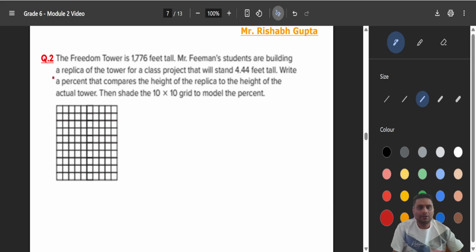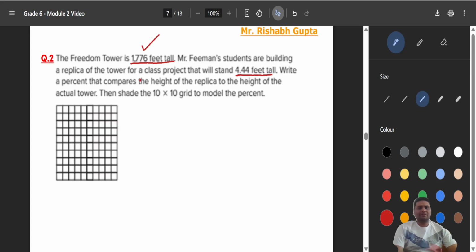Let's see. The Freedom Tower is 1776 feet tall. Mr. Freeman's students are building a replica of the tower for a class project that will stand at 4.44 feet tall. Okay, now see, there is a Freedom Tower.